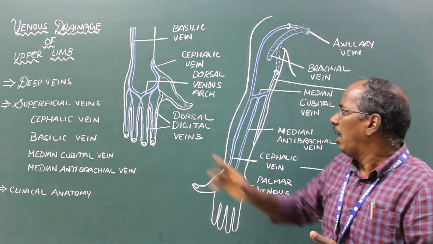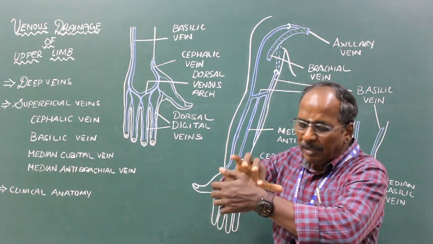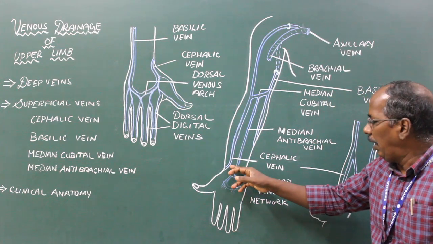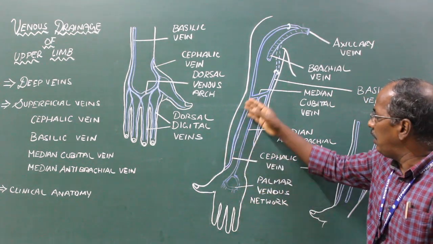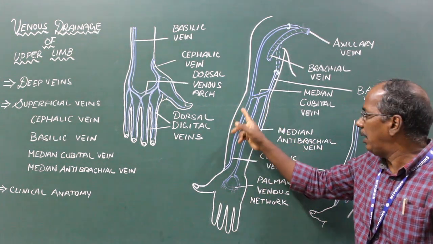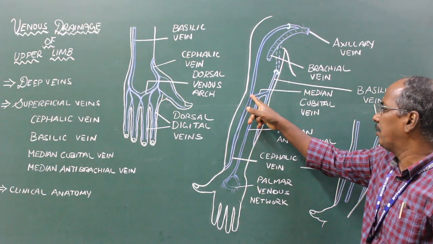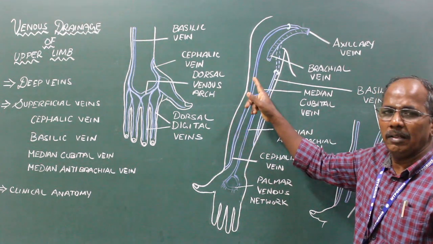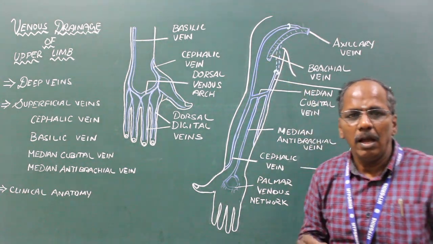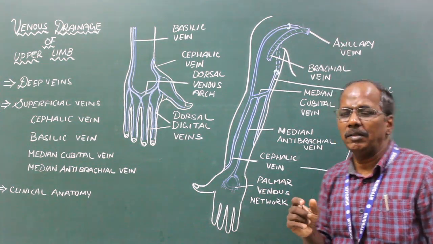Course. It runs in the anatomical snuffbox. It runs in the anterior aspect of the forearm along the lateral margin of the forearm. It runs in the anterior aspect of the cubital fossa, and in the arm it runs in the anterior aspect of the arm along the lateral margin of biceps brachii muscle.